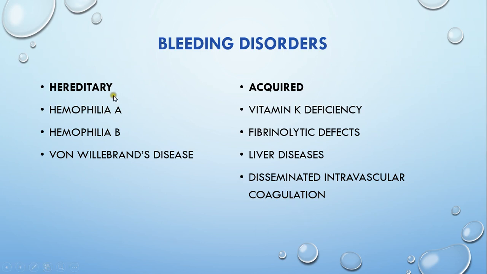The bleeding disorders may be hereditary or acquired. The hereditary includes hemophilia A, hemophilia B, von Willebrand's disease, and acquired bleeding disorders include vitamin K deficiency, fibrinolytic defects, liver diseases, and disseminated intravascular coagulation.